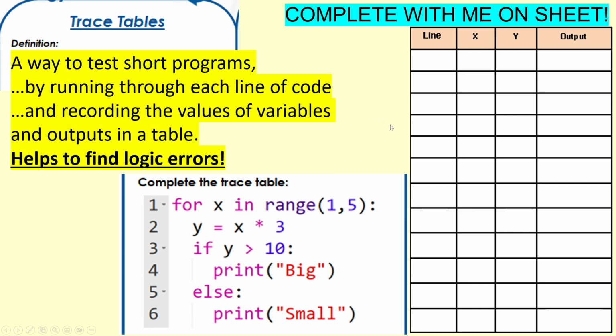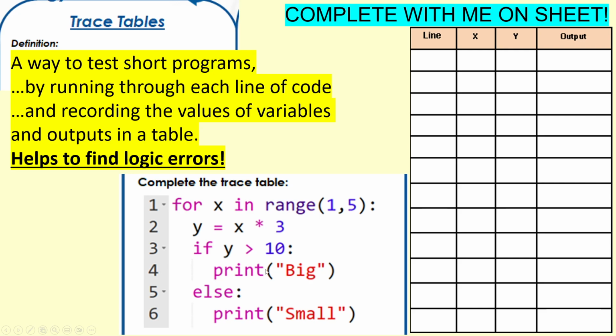A trace table is a way to test short programs by running through each line of code. You are literally running through each line of code and recording the values of variables and outputs in a table. So you run through the code and you record the values at each line in a table. It's very helpful to find logic errors in a program because you are tracing through to see what values variables have at different points.